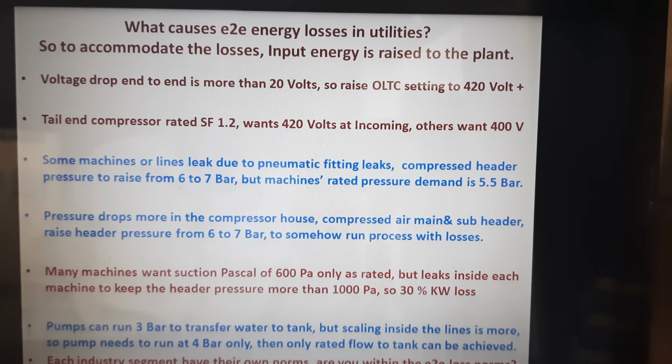Coming to the electrical distribution, the voltage drop end to end should normally be less than 10 volts, and somewhere it happens to be around 20 to 30 volts also.